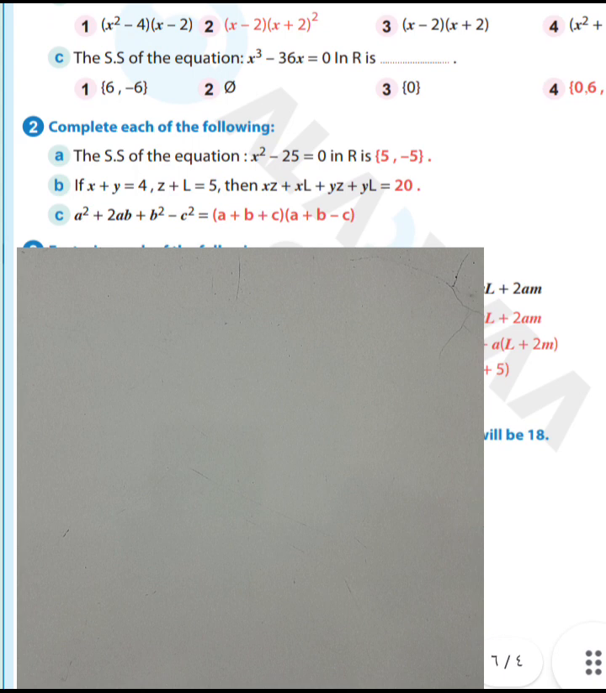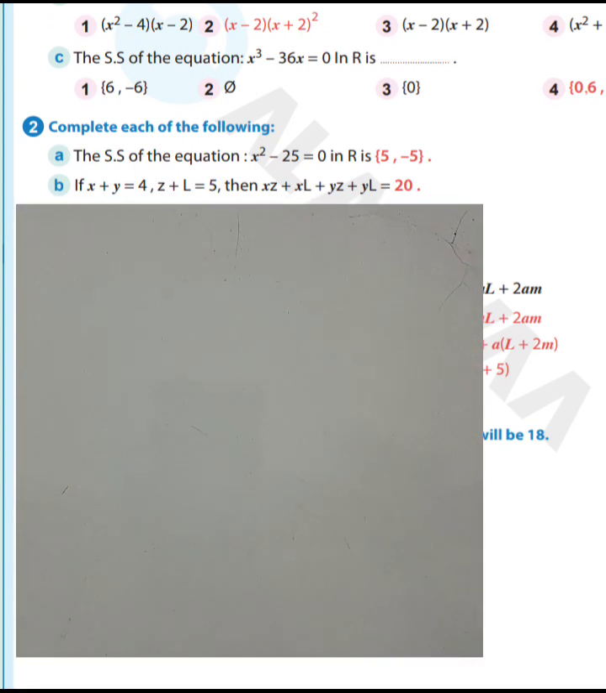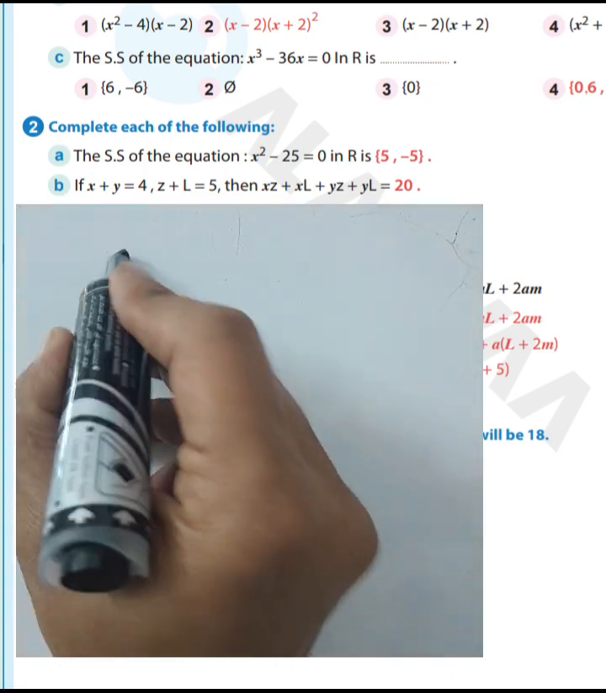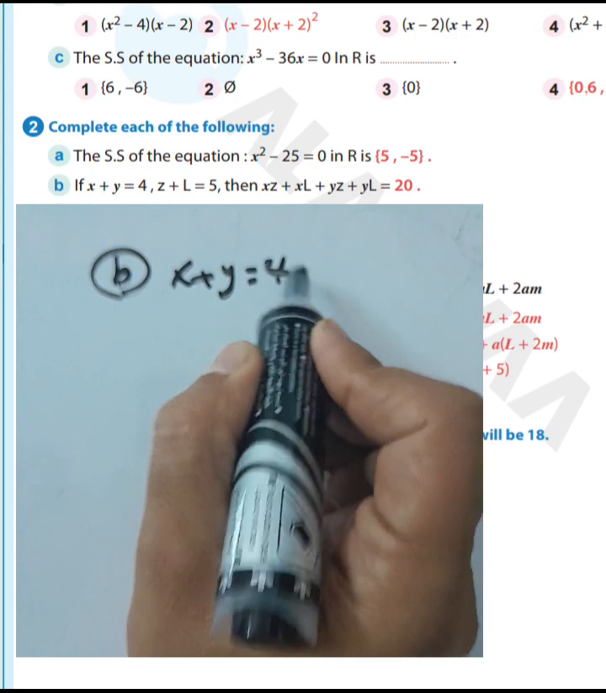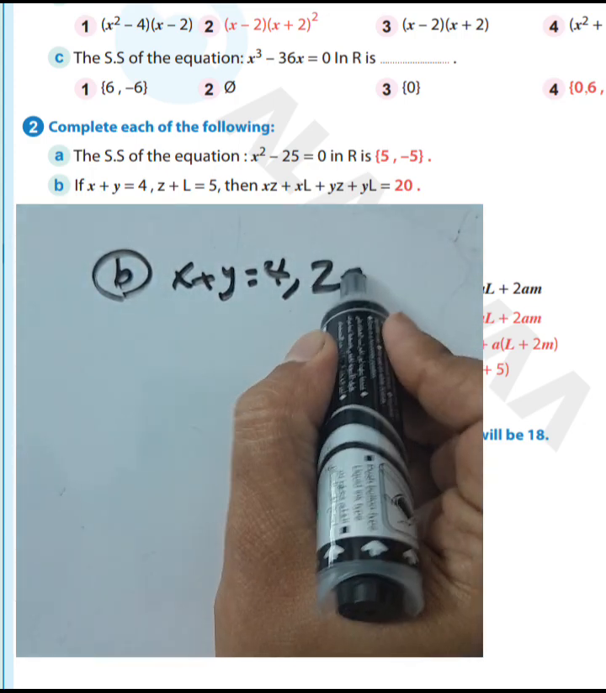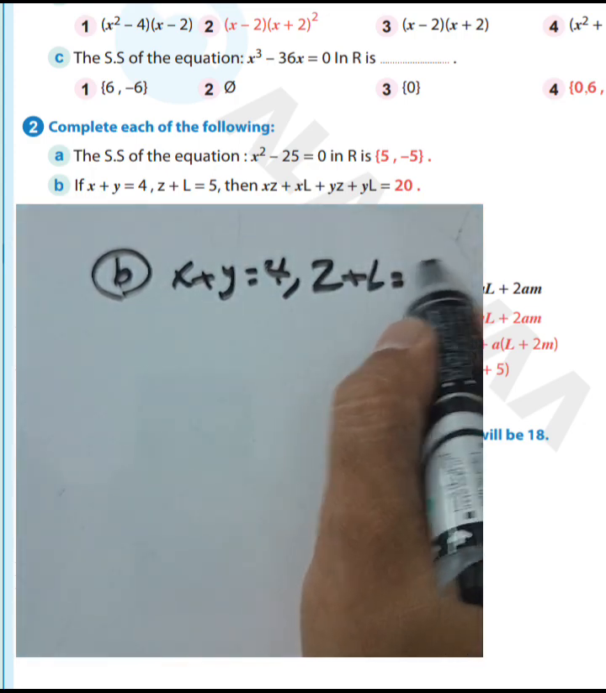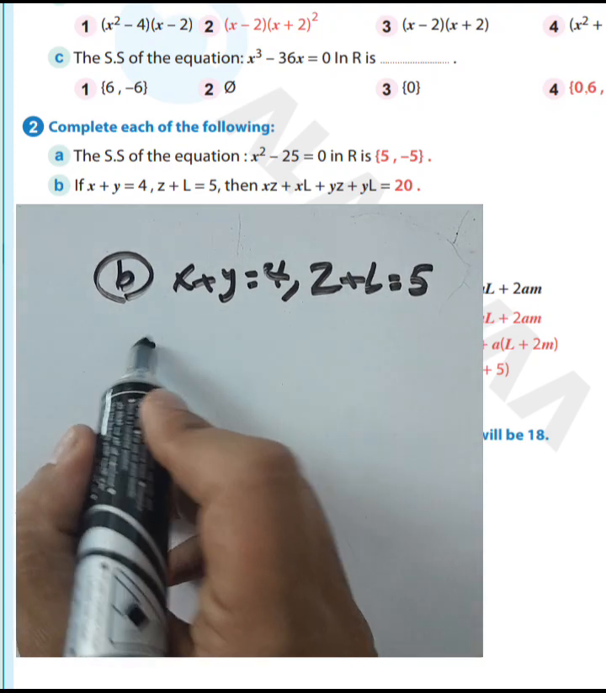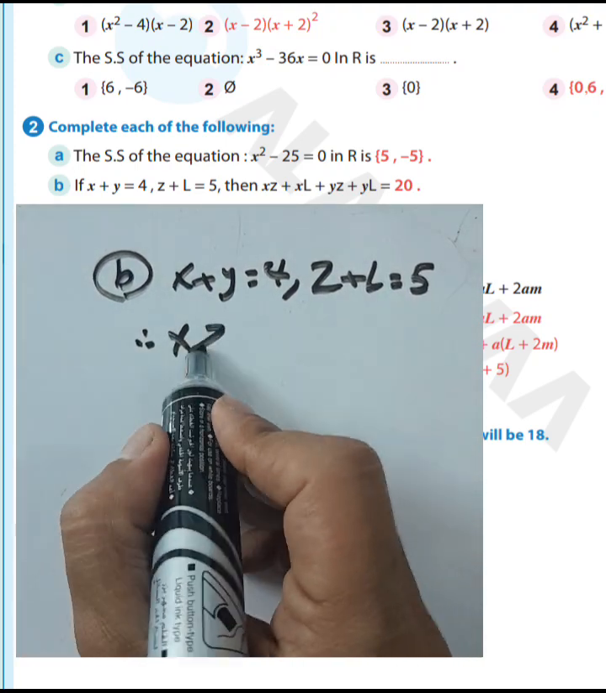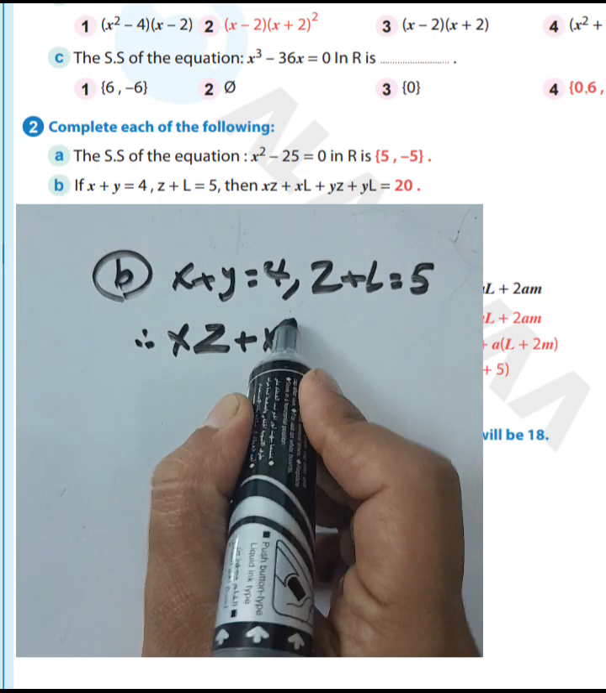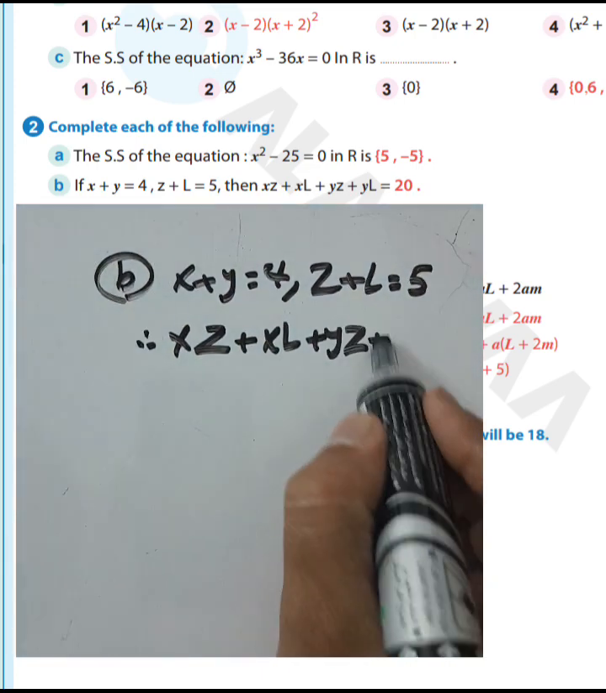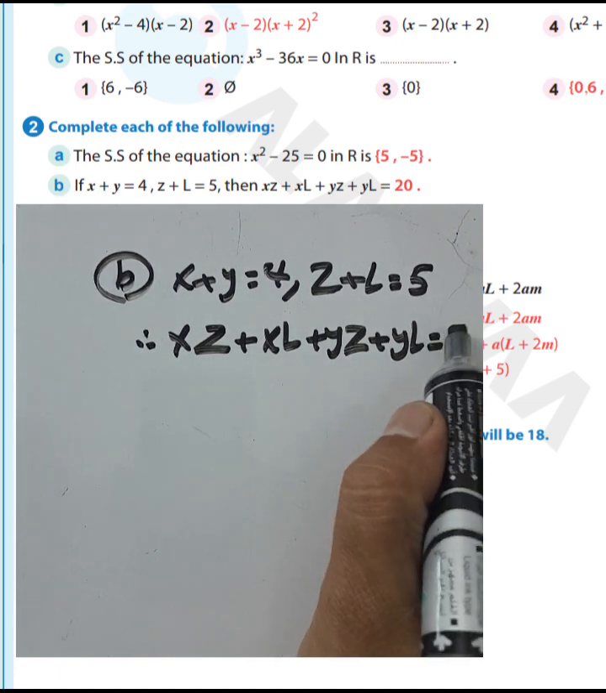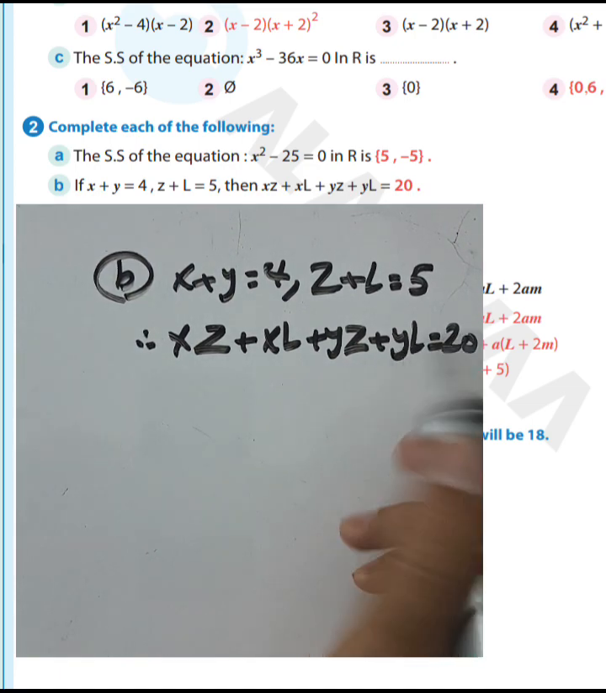Next question, letter B. If x plus y equals 4 and z plus l equals 5, then xz plus xl plus yz plus yl equals? We want to find the result.